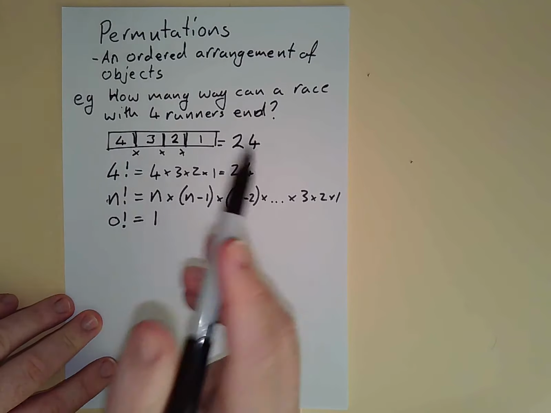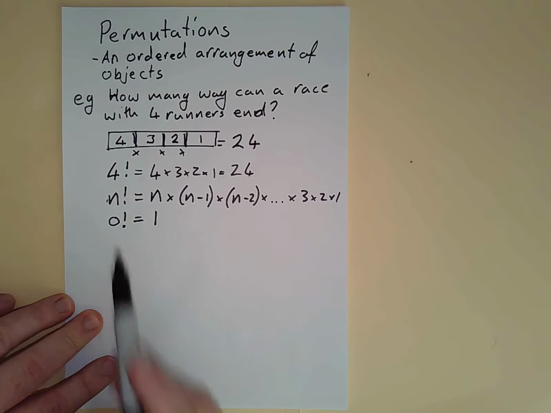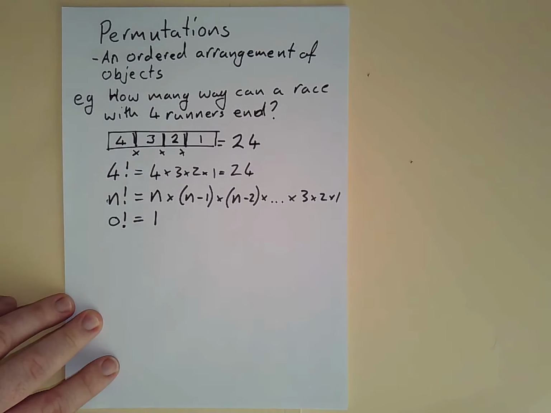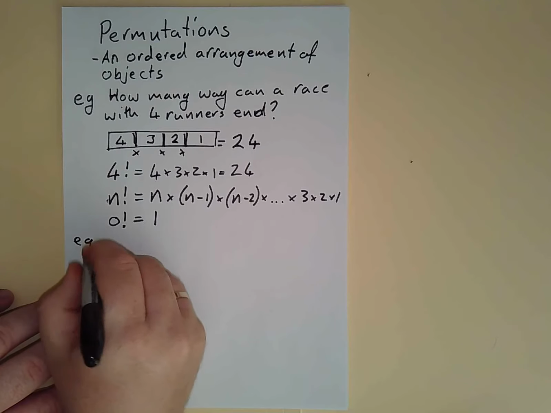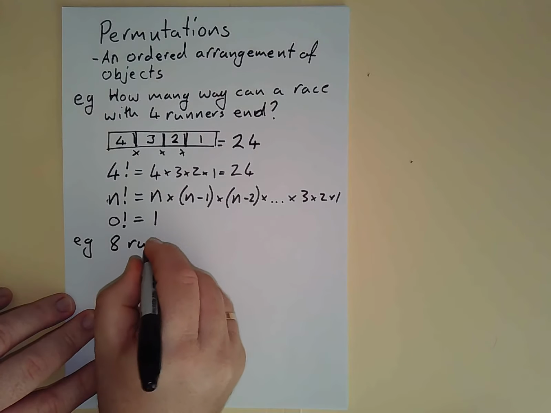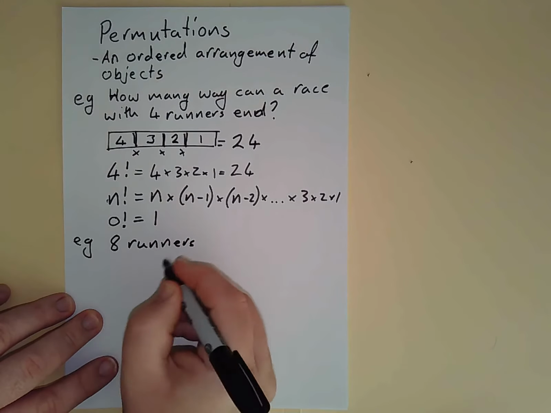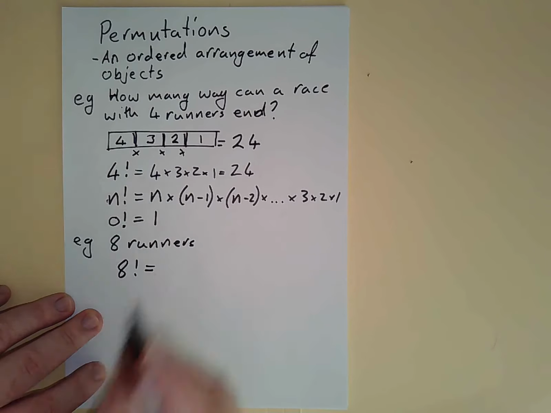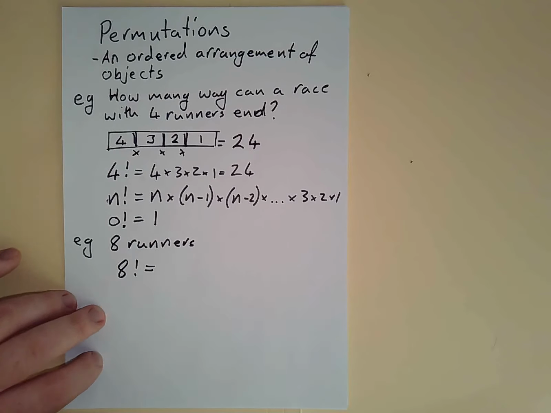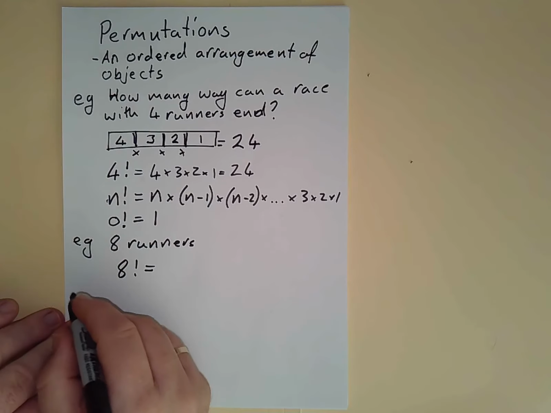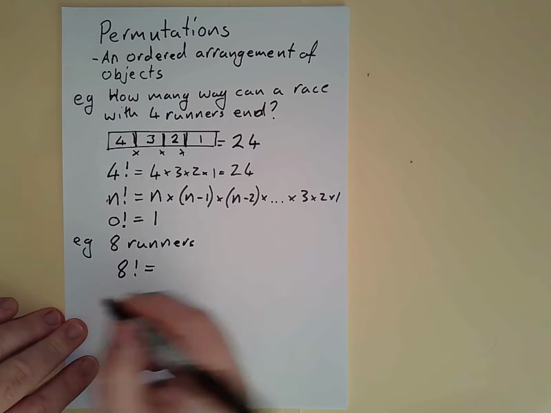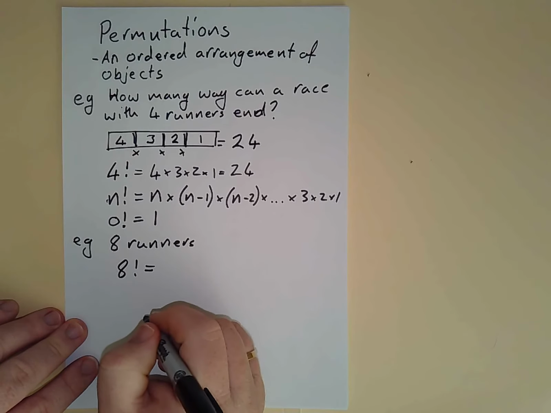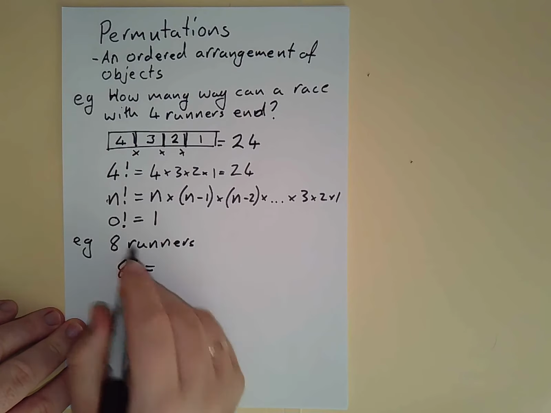So, now we're arranging our n objects, and we've got 24 if we had 4 objects. Now I could extend that if I had 8 runners. I'm not going to do 8 times 7 times 6 times whatever, but I could do 8 factorial, and we can put that in our calculator and work out what it equals. I'm not going to worry about that now. But what if we only cared about the first 3? We only care who's getting the gold medal, the silver medal, and the bronze medal.